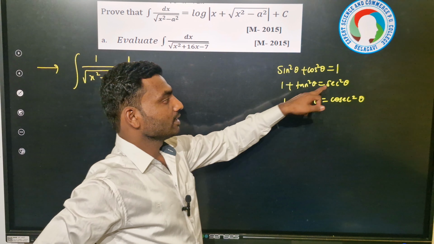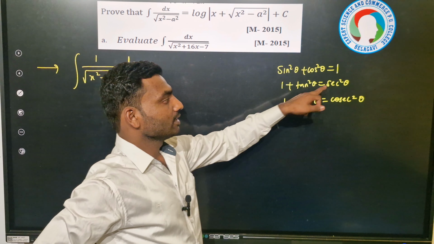Here you can substitute sec square theta minus 1, then you will get tan square theta, because it is x square minus a square. So you will get cosec square theta minus 1, either sec square theta minus 1. So in the form of tan and sec, you will get the easiest answer. So the transformation of tan square theta is nothing but sec square theta minus 1. So here it is the solution.